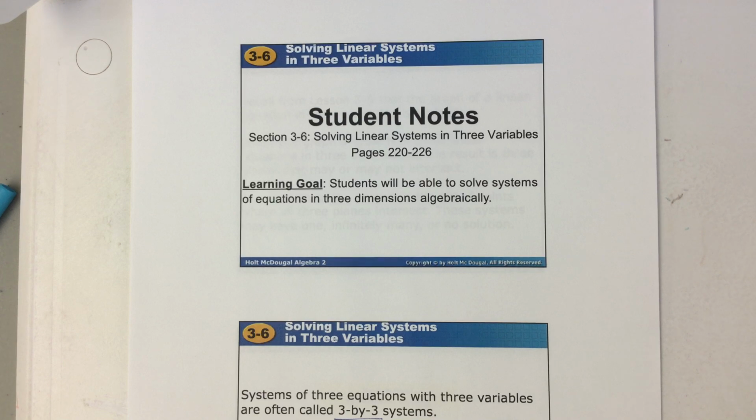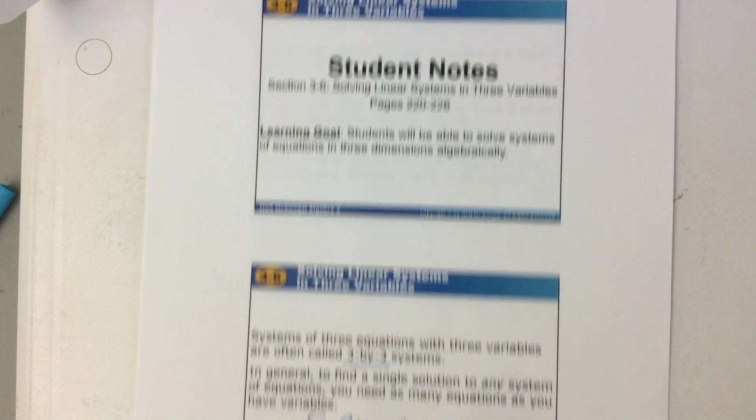So in 3.5, what happened is we really upped our game. We went from ordered pairs to ordered triples, and we went from coordinate planes to coordinate space. So now in 3.6, when we're looking at systems of equations, get ready because we're upping our game again.